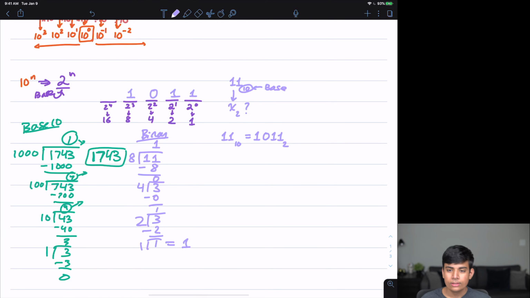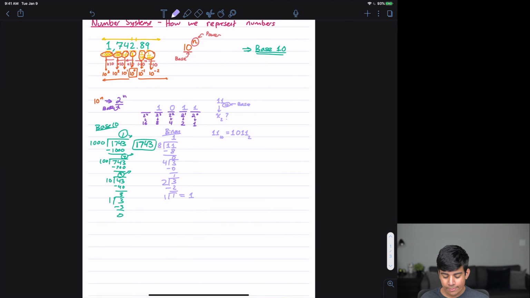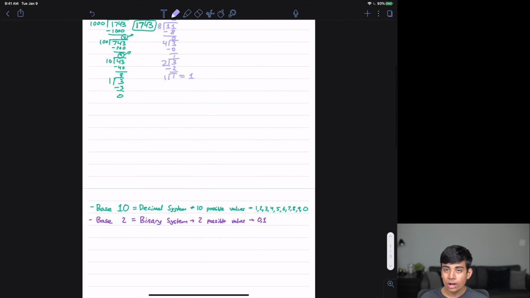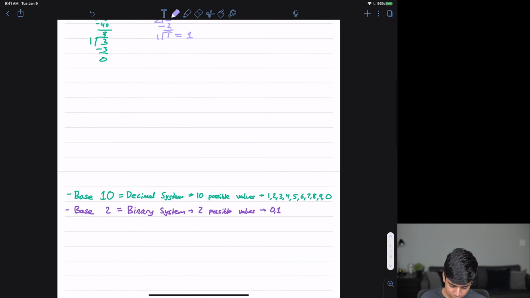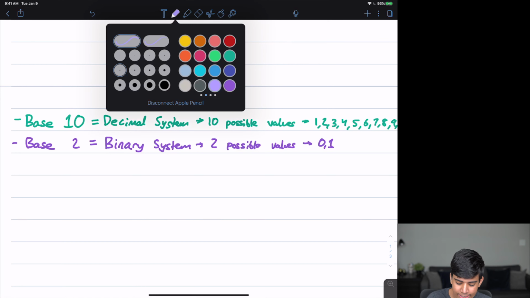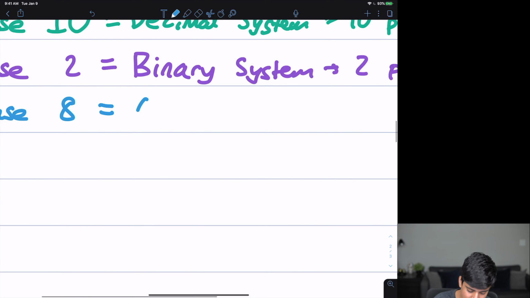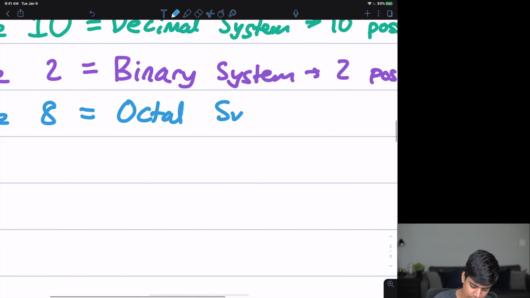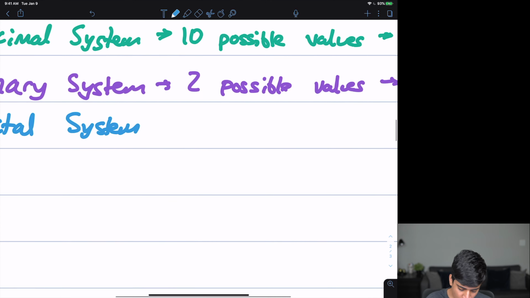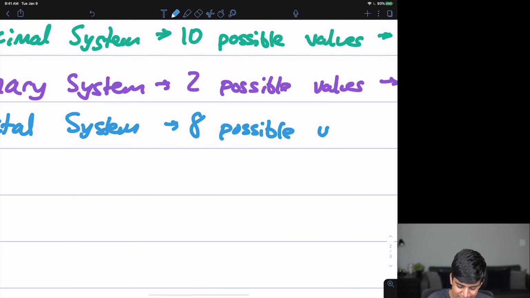Binary. All right? So now I've talked about converting numbers over. Now that I've done this part, I want to talk about 2 other base systems, which are common in AP Computer Science. And the next one that I want to talk about is going to be the base 8 system. So base 8. And the base 8 is known as the octal system, right over here. And the octal system has 8 possible values.